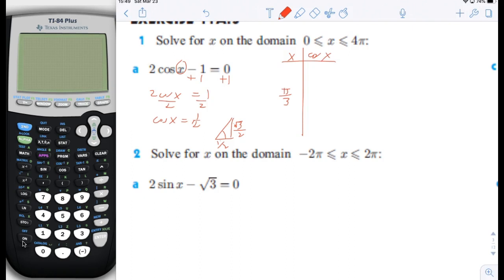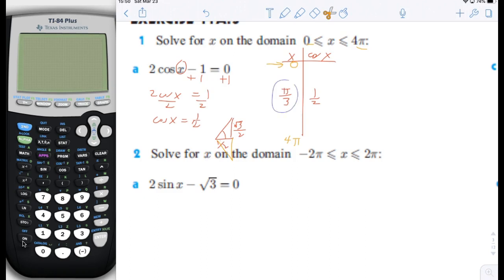So that gives us 1 half, right? And then we need to make sure that we don't go smaller than 0 or bigger than 4 pi because those are the limits to the domain. What other angles have a cosine of 1 half? Well, remember that there's a reflected triangle down here which also has a cosine of 1 half. So that would be negative pi over 3. Of course, negative pi over 3 is too small, right? Because it's smaller than the 0 here.